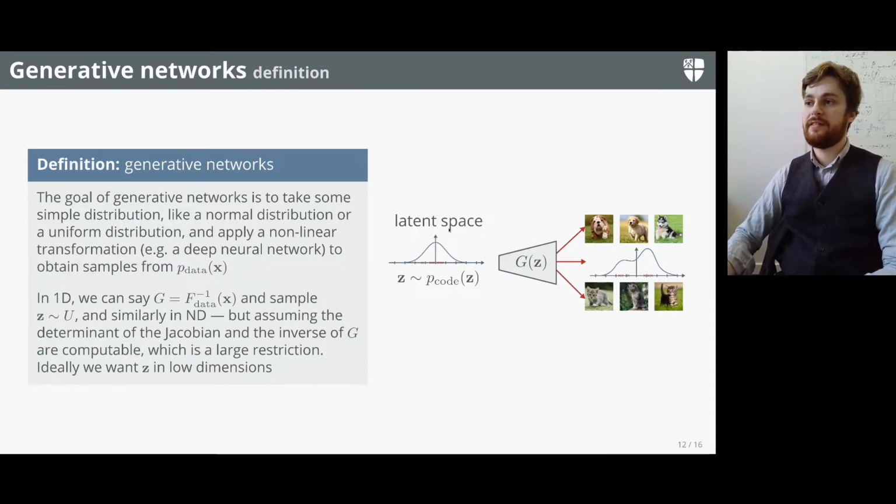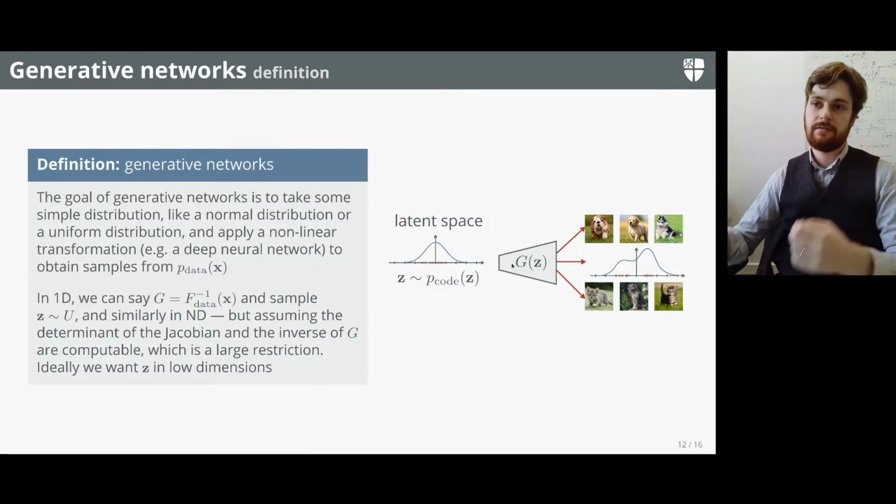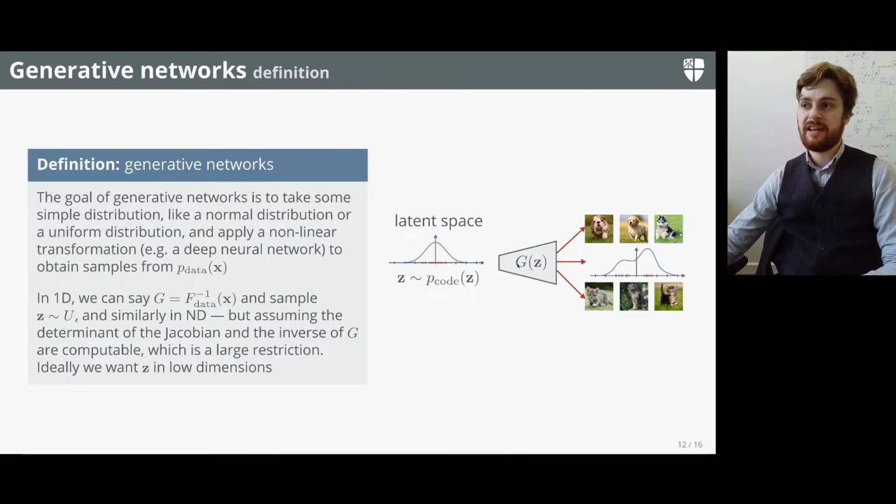And we could call this the code distribution. But what we want is to learn to transform it by some nonlinear function, e.g. a deep neural network, such that the output x looks like it's from the same distribution as the data distribution. x is from p data.